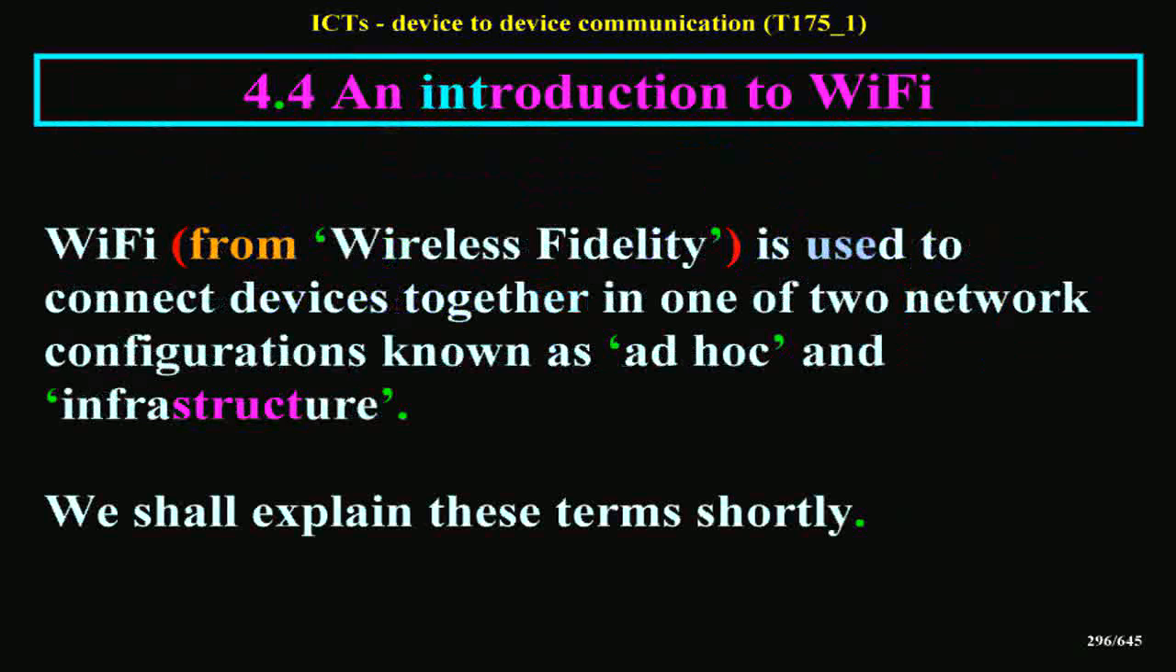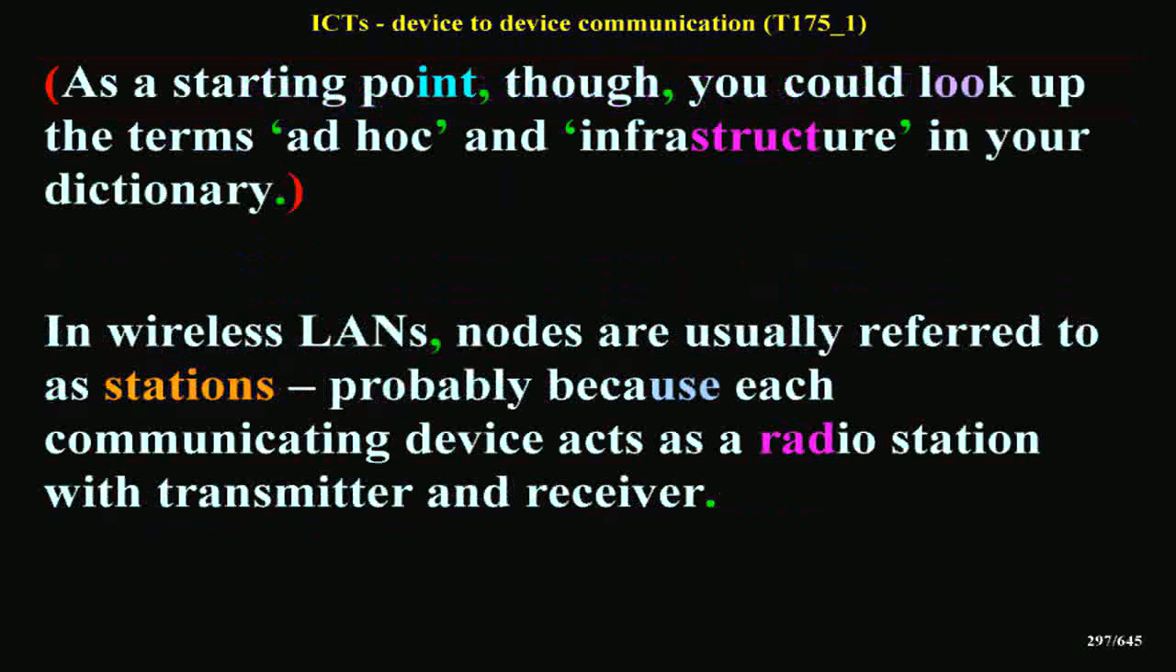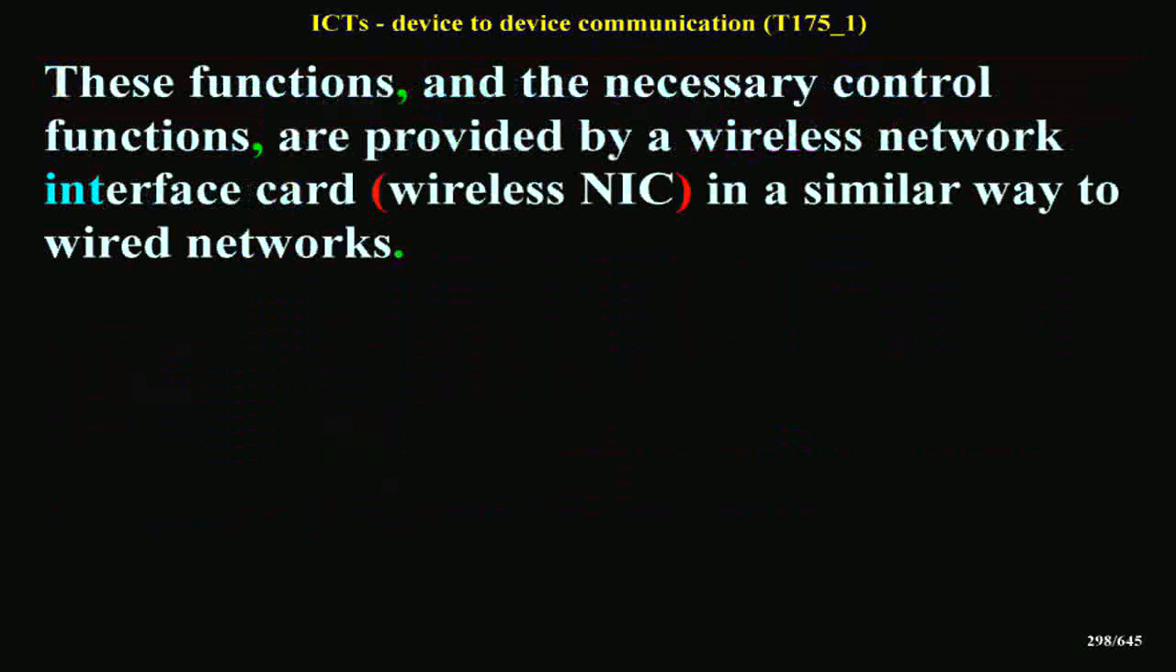4. An introduction to Wi-Fi. Wi-Fi, from wireless fidelity, is used to connect devices together in one of two network configurations known as ad hoc and infrastructure. We shall explain these terms shortly. As a starting point, though, you could look up the terms ad hoc and infrastructure in your dictionary. In wireless LANs, nodes are usually referred to as stations, probably because each communicating device acts as a radio station with transmitter and receiver. These functions, and the necessary control functions, are provided by a wireless network interface card, wireless NIC, in a similar way to wired networks.